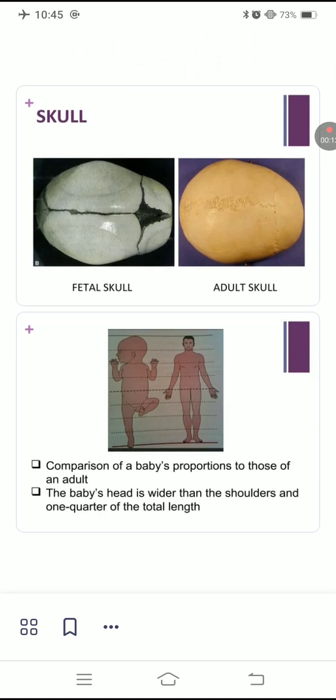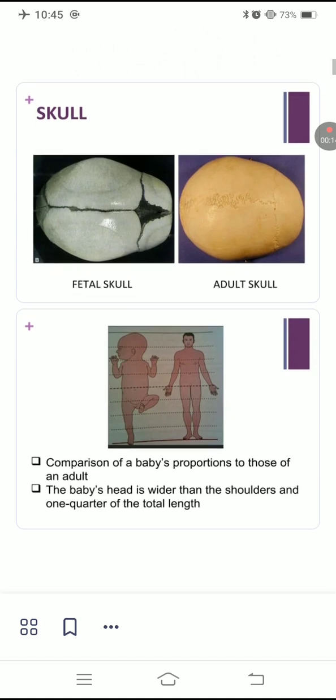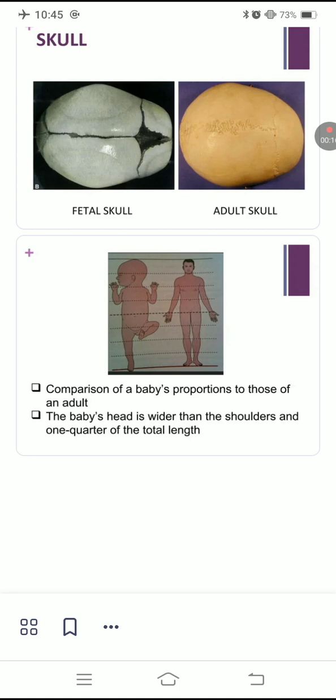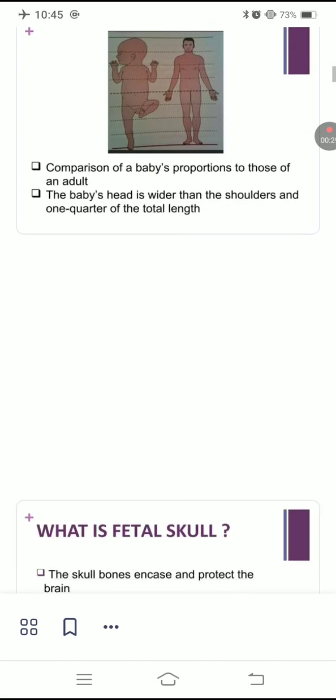Here is the comparison between fetal skull and adult skull. Comparison of baby's proportions to those of an adult. Here we can see the baby or fetal skull and adult skull. The baby's head is wider than the shoulders and one-quarter of the total length.